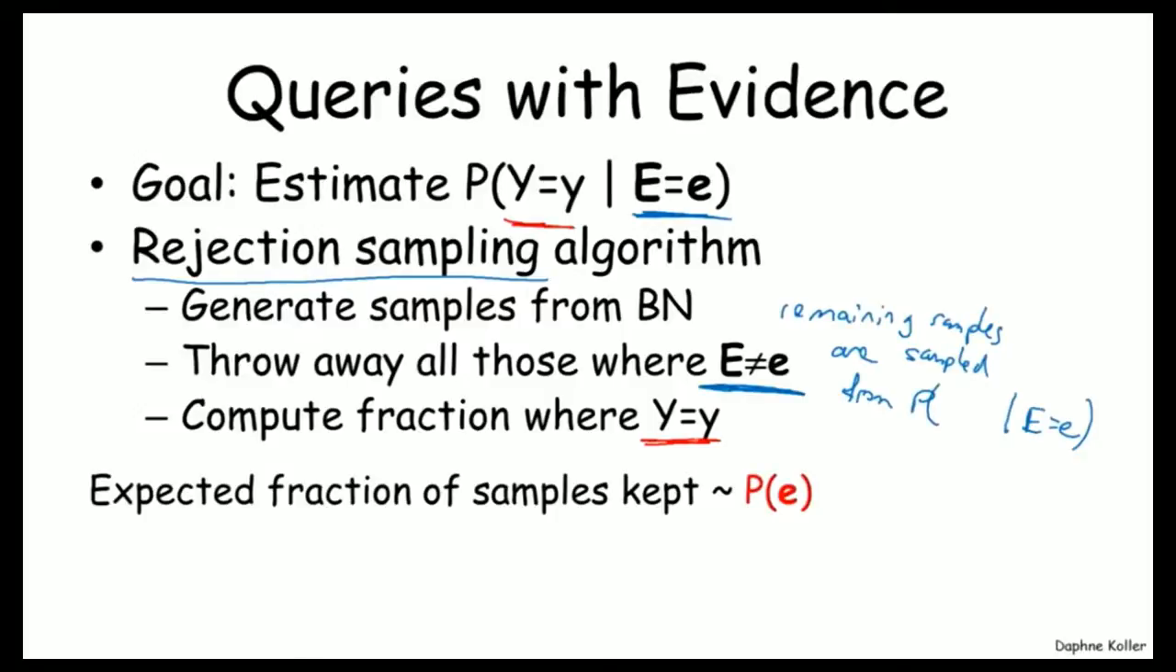Think about how likely I am to keep a sample. A sample is going to be consistent with the evidence with a probability which is the probability of the evidence, right? That's sort of the definition. So the expected fraction of samples that I keep is exactly P(E). So now let's go back to, for example, a medical diagnosis setting, or for that matter, the message decoding example that we talked about previously. How likely is your average evidence?